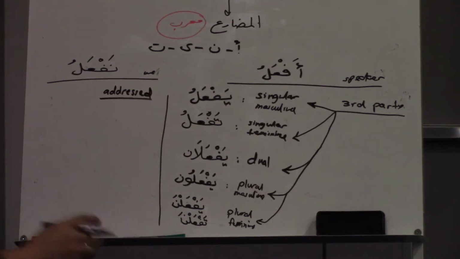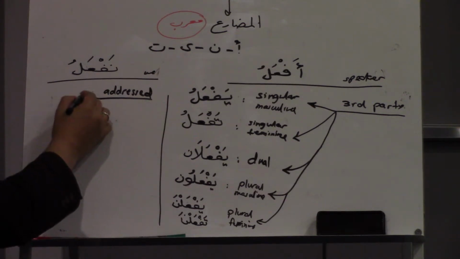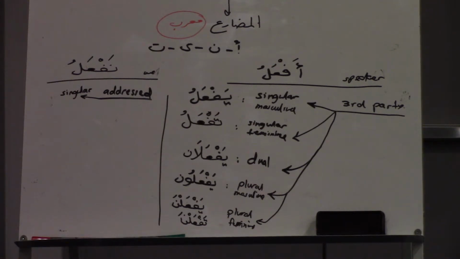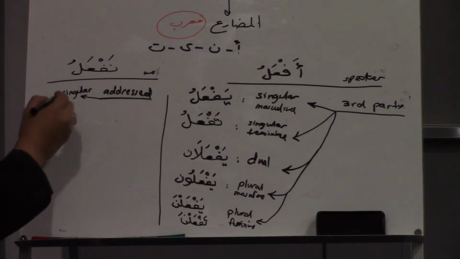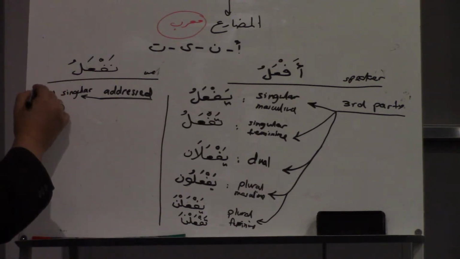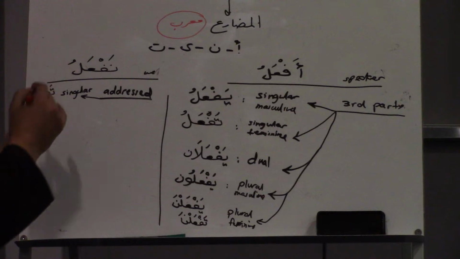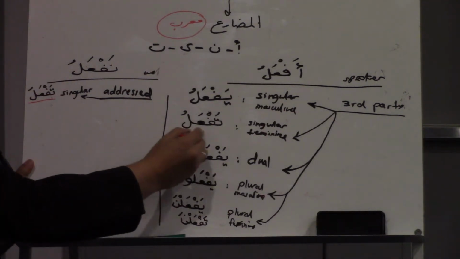Addressed. We're talking to someone in front of us. So if you're addressing singular, you're talking to one person. Talking to one person, what do you say? Anta taf'al. No, you don't have to add, but I'm going to give you an example. You would say anta taf'al. Where does the confusion lie? The confusion lies sometimes here.